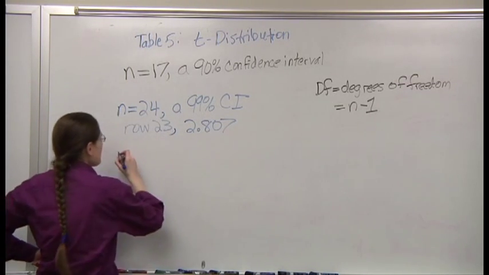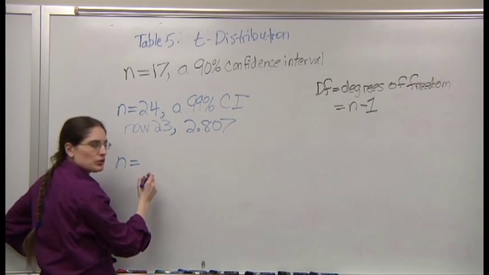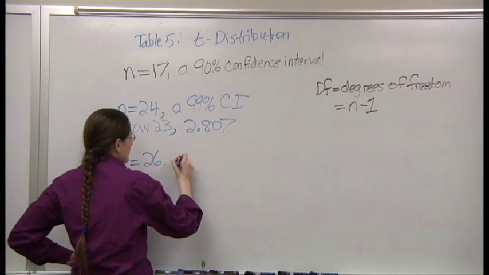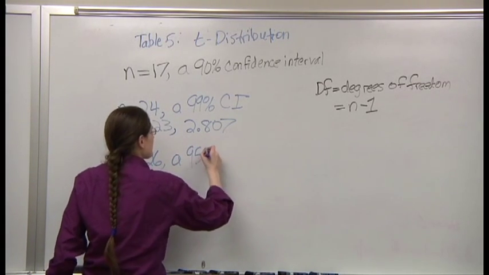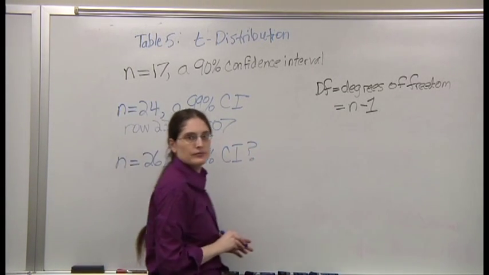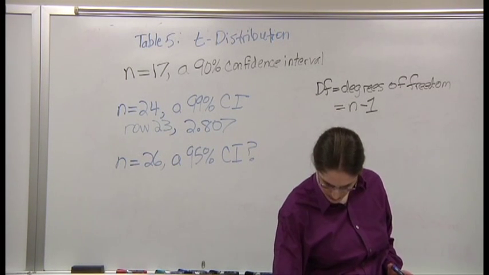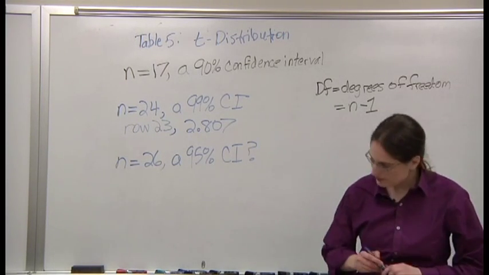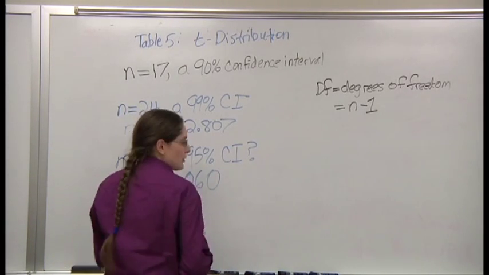Okay, how about n equals 26 for a 95% confidence interval? What do you see there? Column 95, row 25, 2.060.